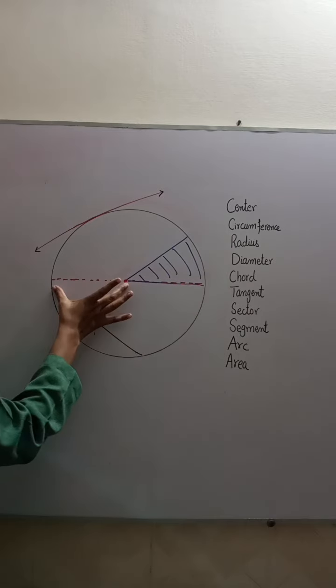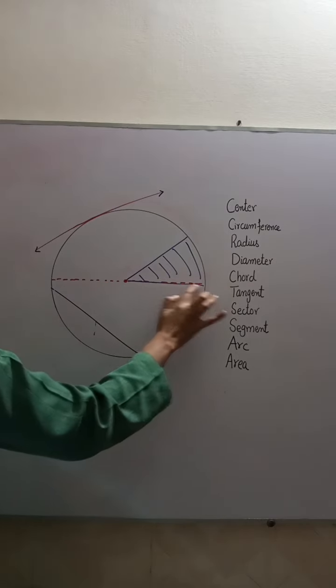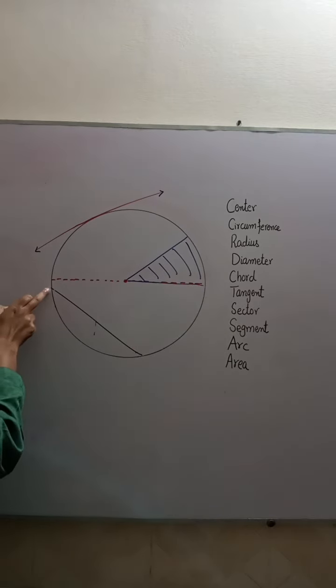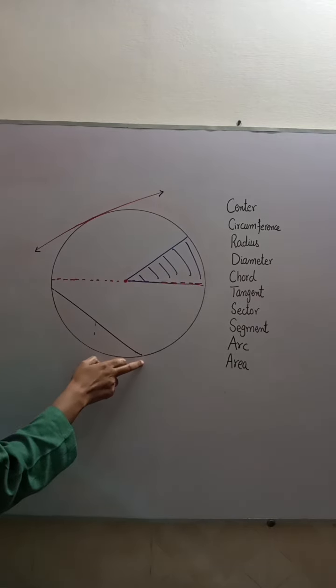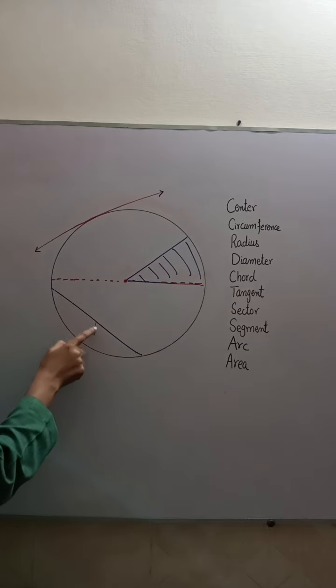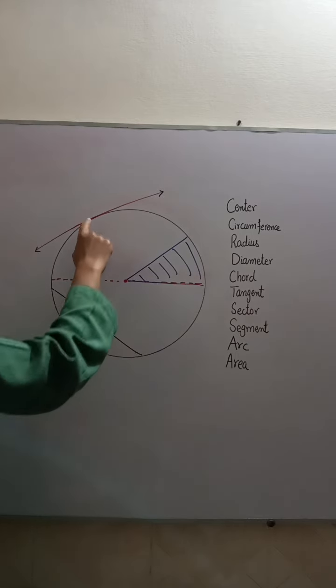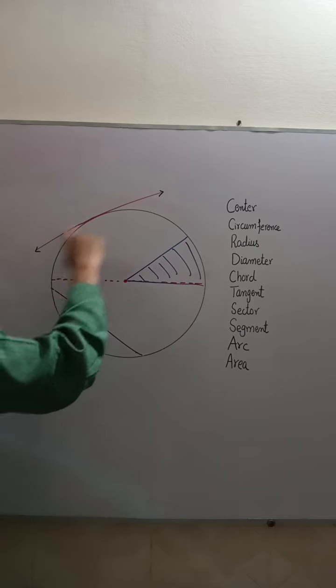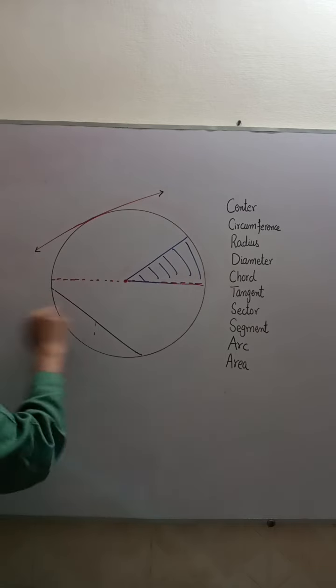Twice the radius is called the diameter. A line segment whose endpoints are on the boundary of a circle is called a chord. A tangent is a line that touches the circle at one point.